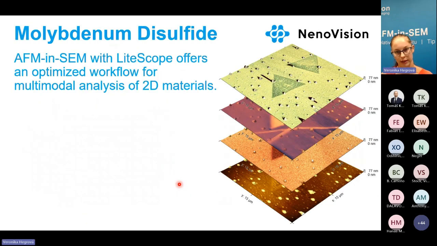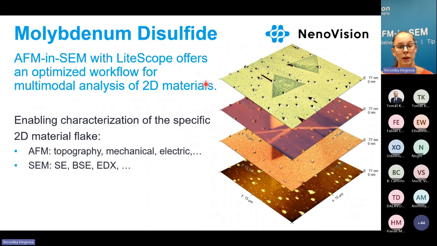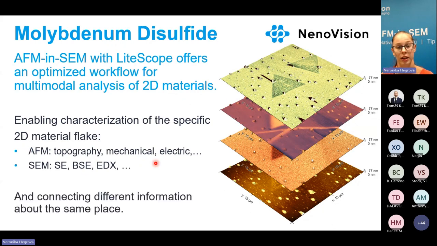And so if I sum it up, AFM-in-SEM with Lightscope offers us an optimized workflow for the multimodal analysis of 2D materials. We can see that there are different channels which we can obtain. So it enables us many techniques from both AFM and SEM instrumentation, and it helps us connect different information about the same place.